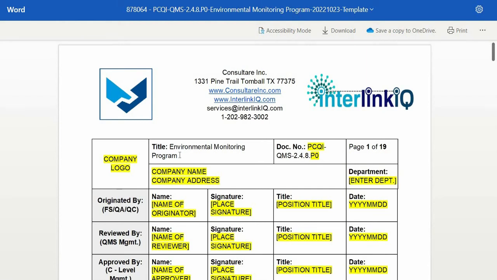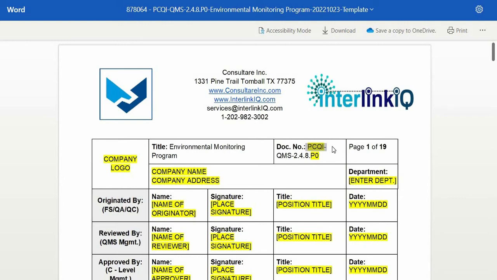and Interlink IQ. To conduct a document review utilizing the Environmental Monitoring Program under the SQF Module 2.4.8, first check if the document title matches the uploaded file name on the dashboard. In this instance, we do have the same titles as the Environmental Monitoring Program. Next, both must have the same document code. For this example, we do have 2.4.8p0.